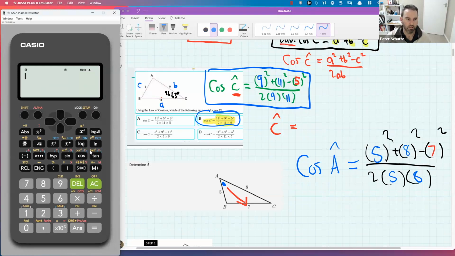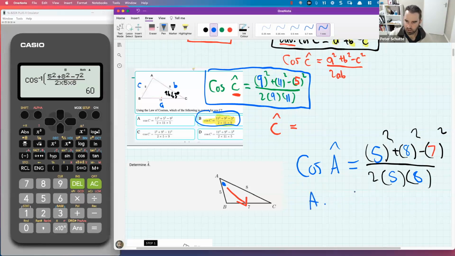So shift cos, fraction, over 2 times 5 times 8. And you should get that A is 60 degrees. Yes, Awami. Yes, and Paul.